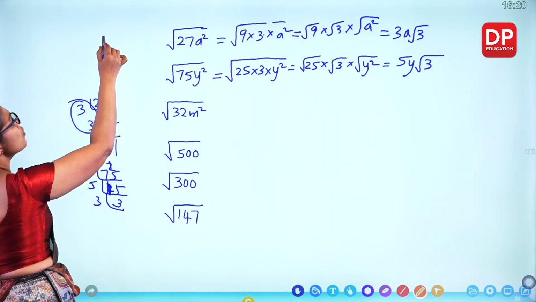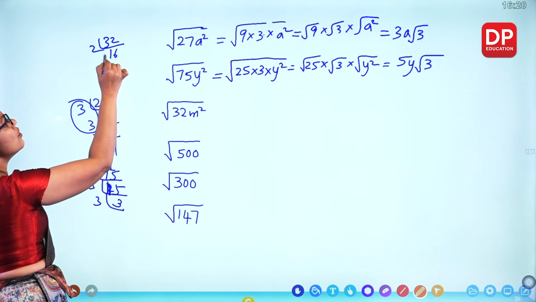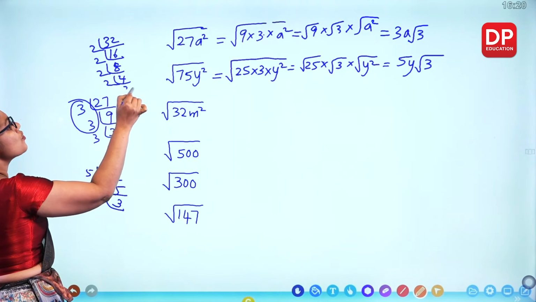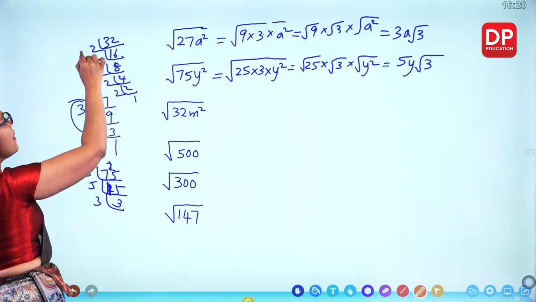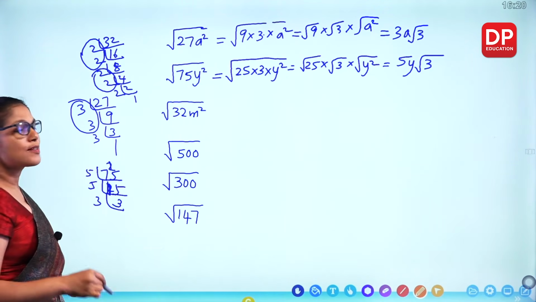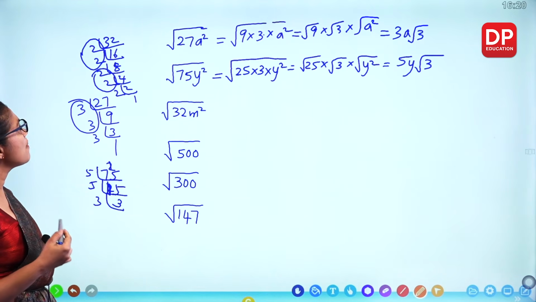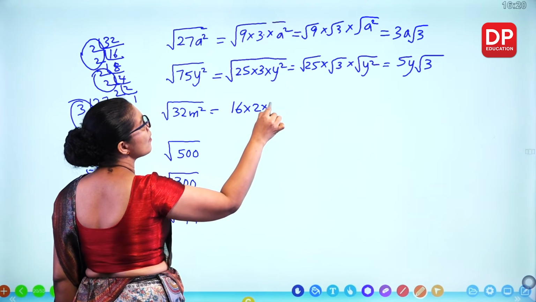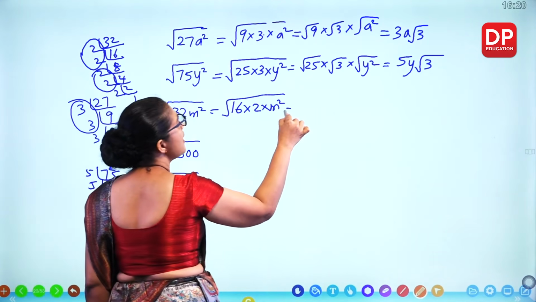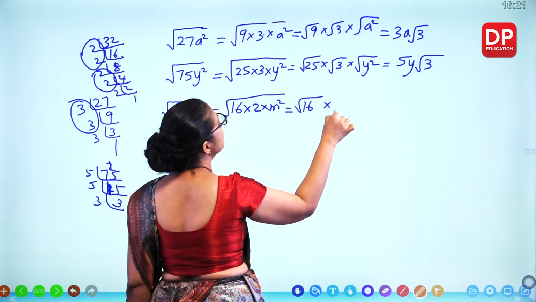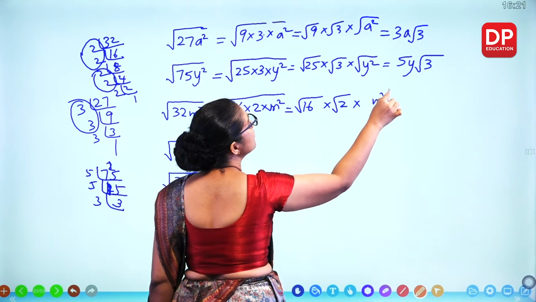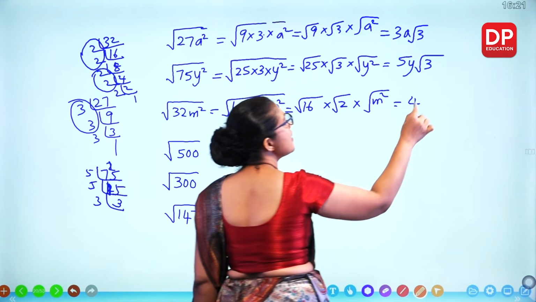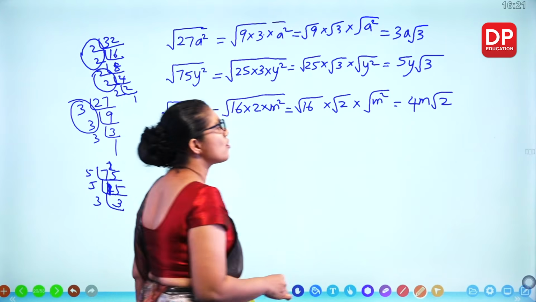What about 32? You can divide by 2, divide by 2 again, divide by 2, 2 and another 2. So how many pairs are there? 1, 2. So what's the square number? 2 times 2, 4. 4 times 4, 16. So 16 times 2. Then take square root separately. I can write square root of 16 as 4. Square root of m squared is m. And then square root of 2.